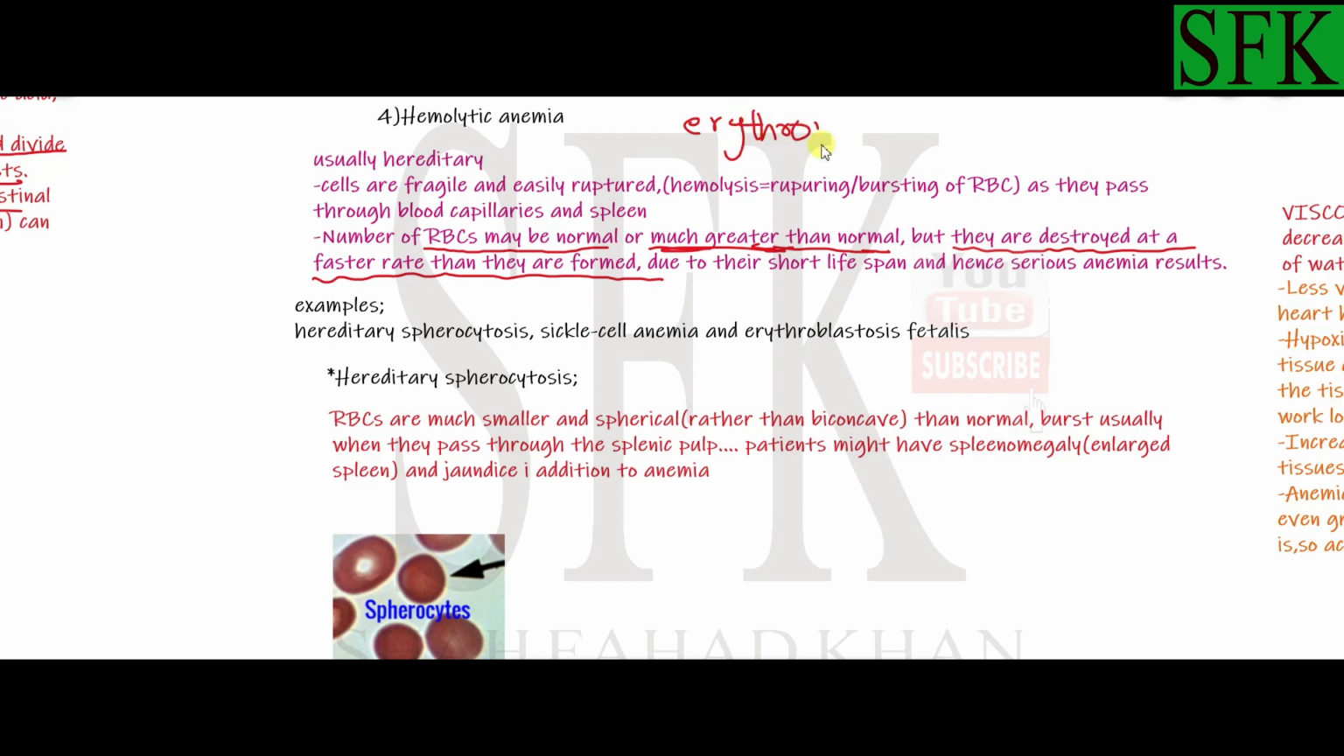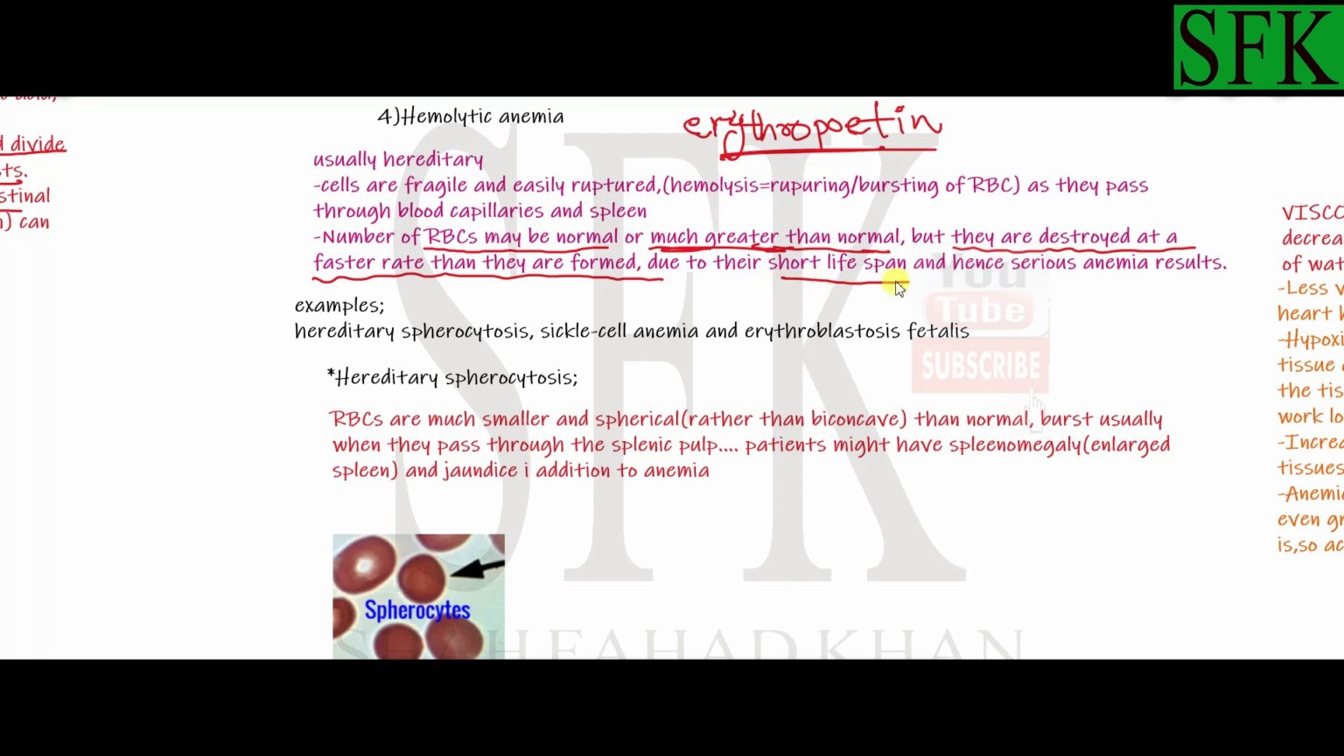Erythropoietin, we've discussed erythropoietin in the previous lectures. I'll give the link to this lecture in the description, so do check that out as well. Erythropoietin is basically a glycoprotein produced by the kidney in case of hypoxia. It stimulates the stem cells to produce more and more red blood cells, so the number of red blood cells present in the blood might go much higher than normal, but they are destroyed at a much faster rate than that.